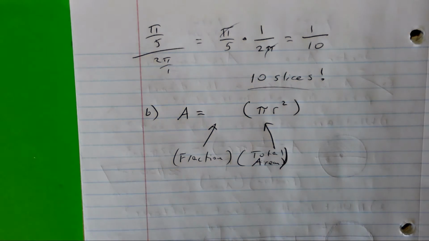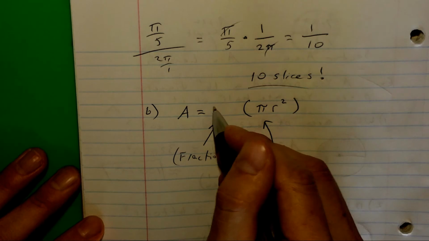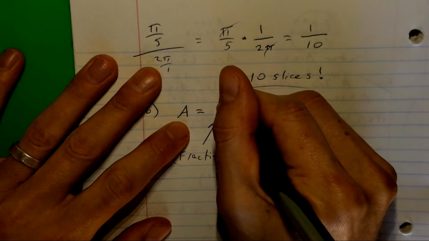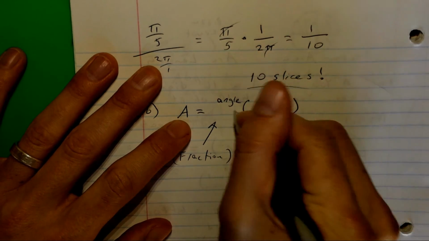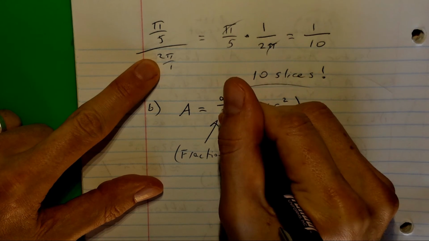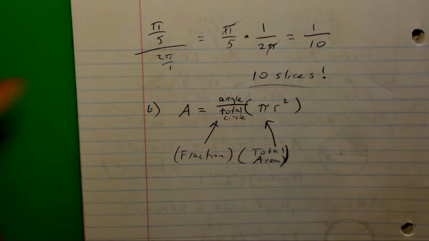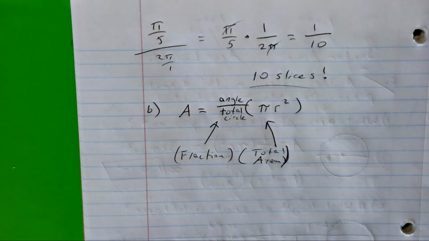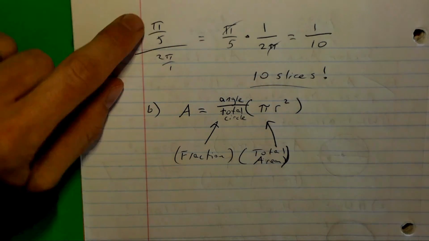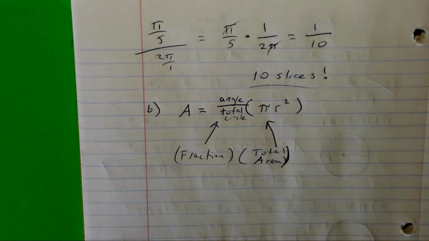So how did I figure out that it was 1/10 of the pizza? Well, I took my angle, right? And I divided it by an entire circle. Right? And this is what you do. So we did pi over 5 divided by 2 pi. Okay. So this is really simple.